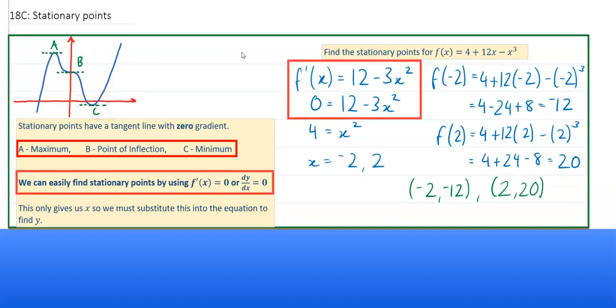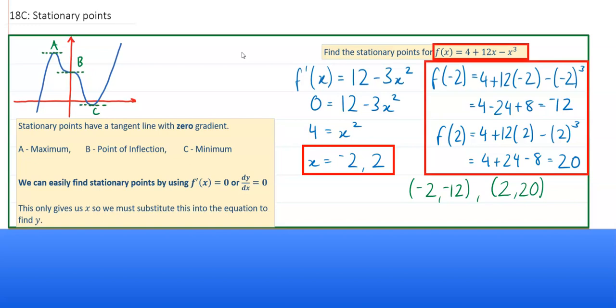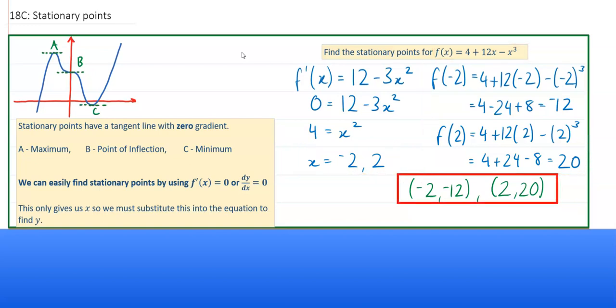We can find stationary points by finding the derivative of a function, making that derivative equal 0, solving for x, and then subbing those x values back into the original function to get the coordinates of the stationary points. We'll look a little while down the track at working out whether it's a maximum, point of inflection, or minimum, but for the moment we're just finding the location of those stationary points. The actual coordinates are very important.